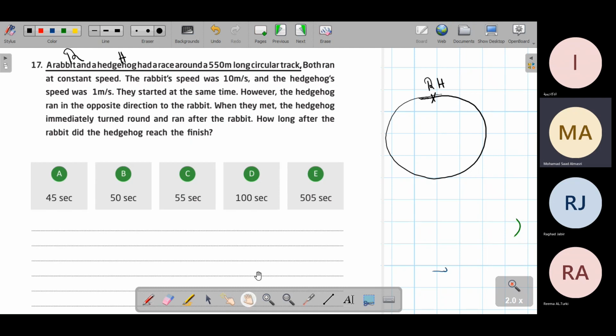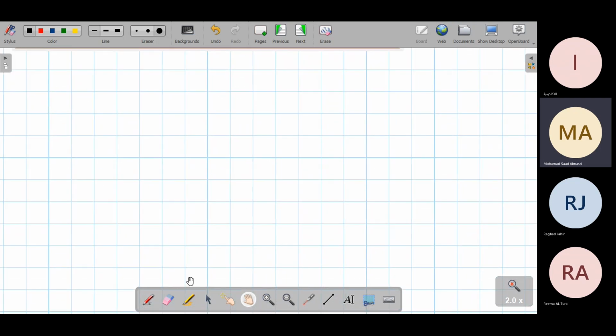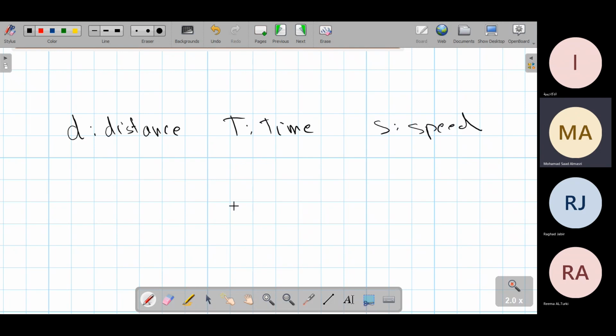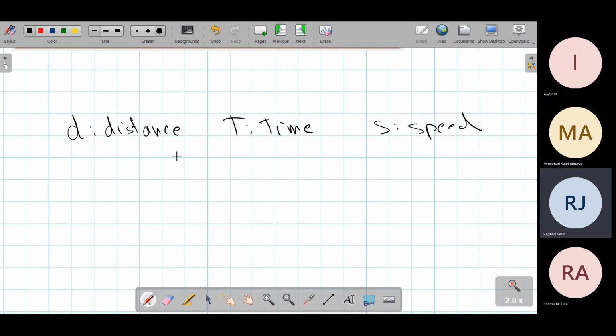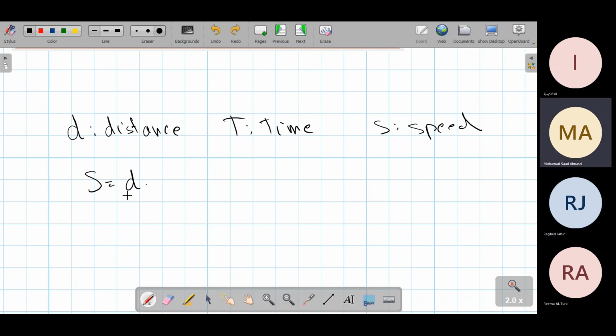Let's talk about speed, distance, and time. We need to know that we have distance, T for time, and S for speed. What's the relation between them, Ragad? Speed equals distance divided by time.